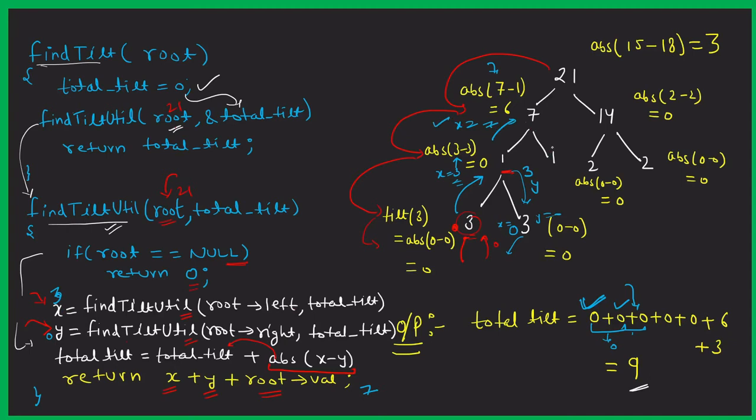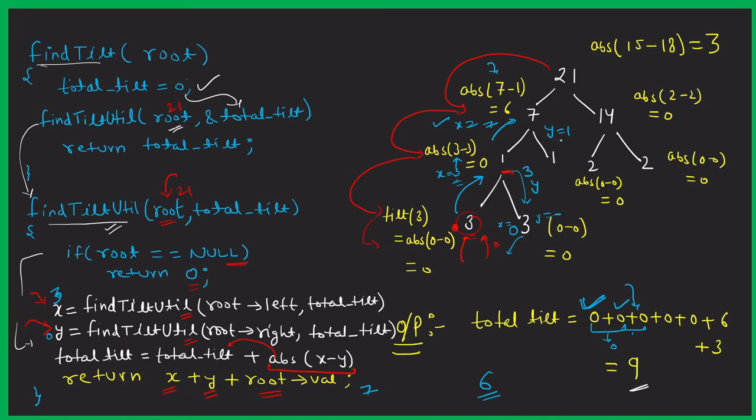Now it needs y. If you run this again, y will be 1. And again, 7 minus 1 will be 6. And this 6, we will be adding to the total tilt. So total tilt will be 6. And then we will be returning x plus y plus the root value.